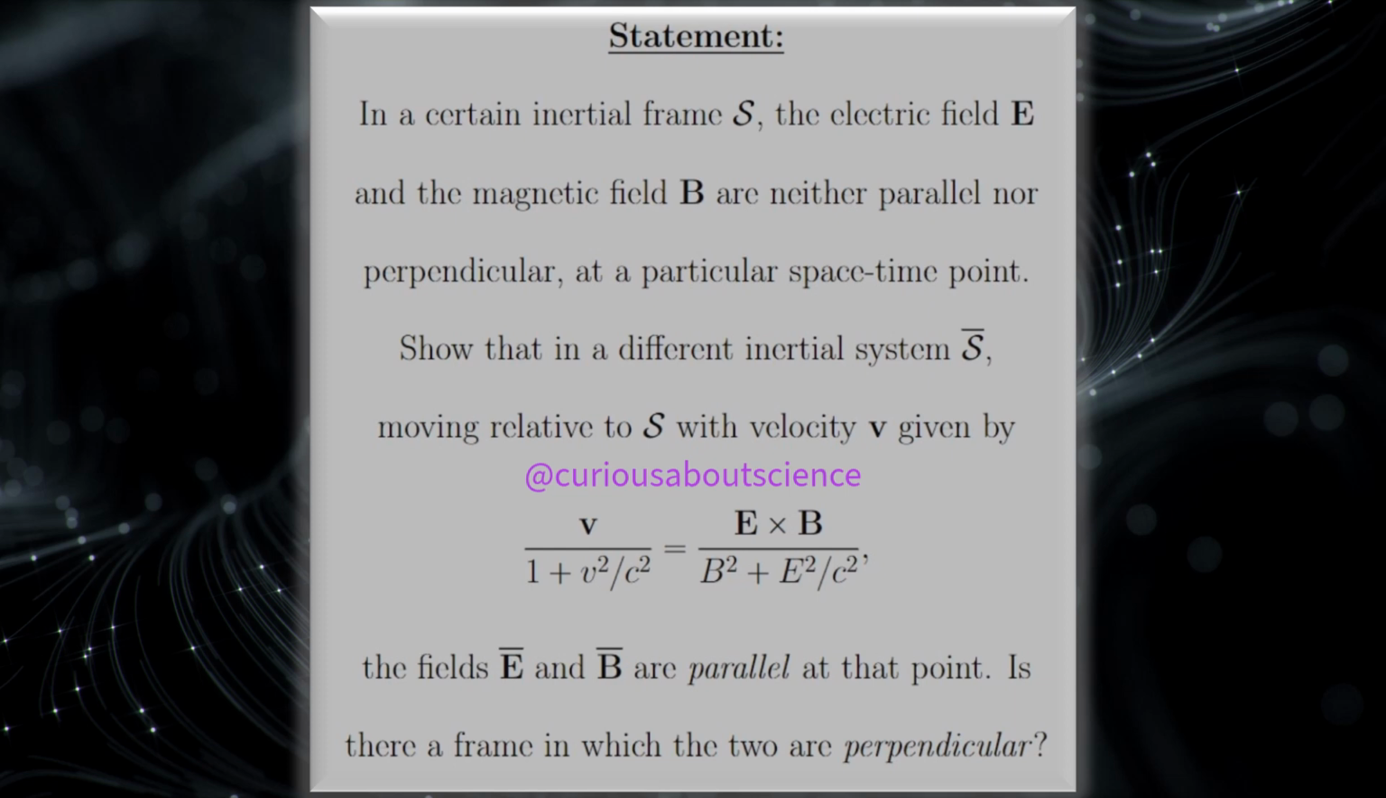different inertial system S bar, moving relative to S with velocity v given by v over 1 plus v squared over c squared is equal to E cross B divided by B squared plus E squared over c squared, the fields E bar and B bar are parallel at that point. Is there a frame in which the two are perpendicular?